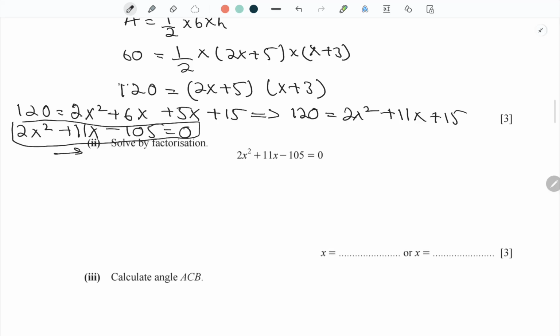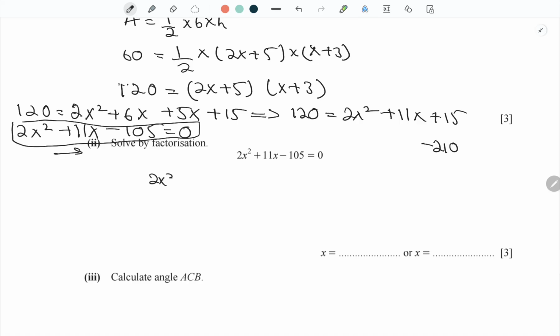Okay, so it's up to you. You apply the quadratic formula or you just do the factorization by breaking the middle term. So I just do the factorization by middle term. First we have 2 times 105, that should be negative 210. So we find two numbers that add up to 11, right? So 21 times negative 10 is the answer of that one.